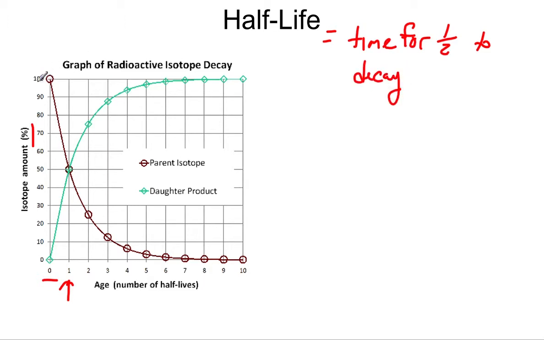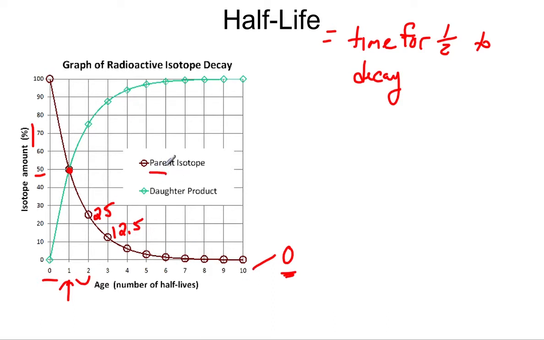So if we start with 100%, we're going to be down to 50% after one half-life. And then after another half-life has passed, now we're down to half of 50, which is 25. And then we're down to half of 25, which is 12.5. And it keeps going like this, on and on, as we get closer to 0. Now, the rule is after about 10 half-lives, you pretty much have 0 left. So the dark curve here is showing the parent.